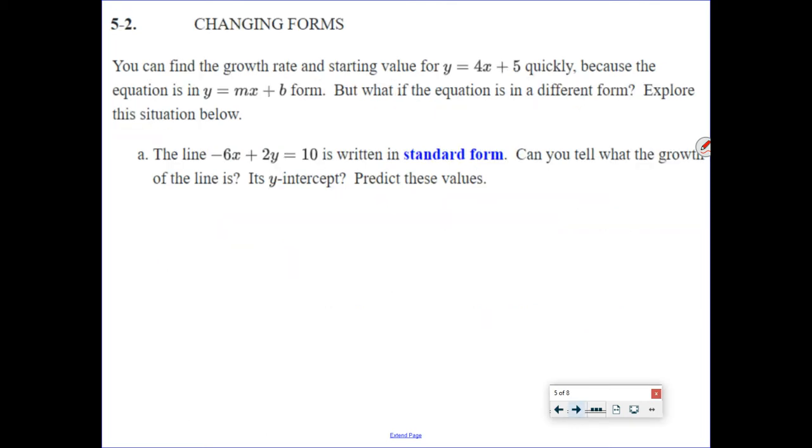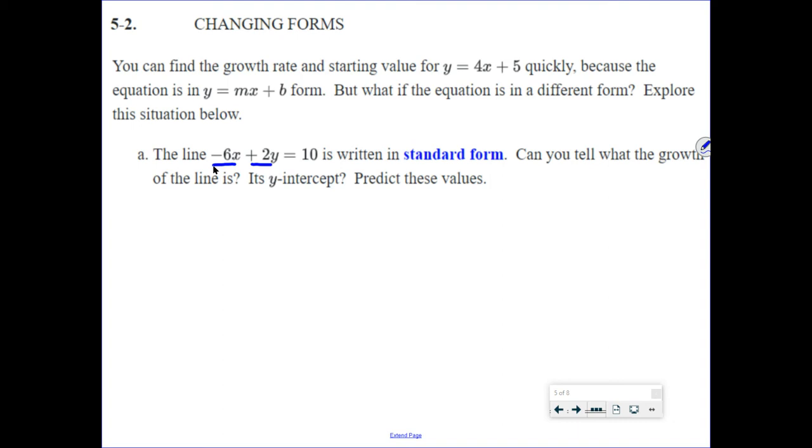Okay, problem 5.2, you can find the growth rate and starting value of the y equals 4x plus 5 quickly, right? Because the equation is in y equals mx plus b form. But what if the equation is in a different form? Explore the situation below. The line, negative 6x plus 2y equals 10, is written in standard form. So when they have both the x and the y on one side, it's called standard form. Can you tell what the growth of the line is? How about the y-intercept? Predict the values.